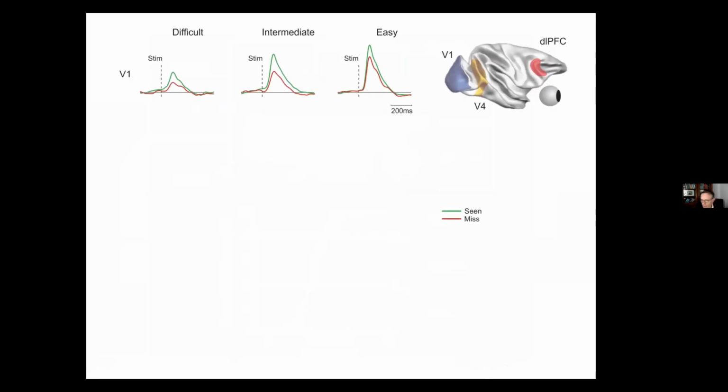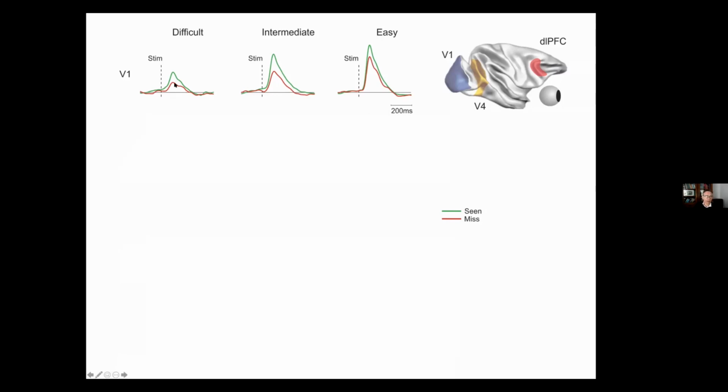Now, when we started the recordings in V1, there was something that I did not expect. I was very surprised by it, and it's shown here. So what you see here is the average activity by low contrast stimuli that are difficult, intermediate contrast stimuli, and easy contrast stimuli. Of course, activity goes up if the stimulus that you present is stronger.